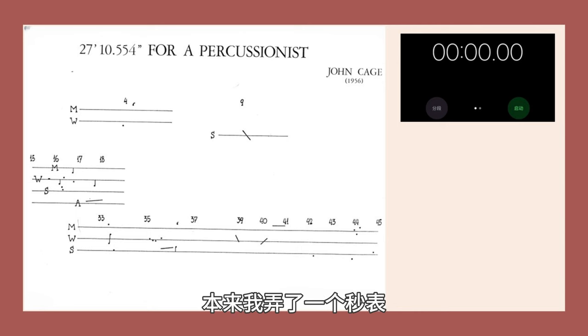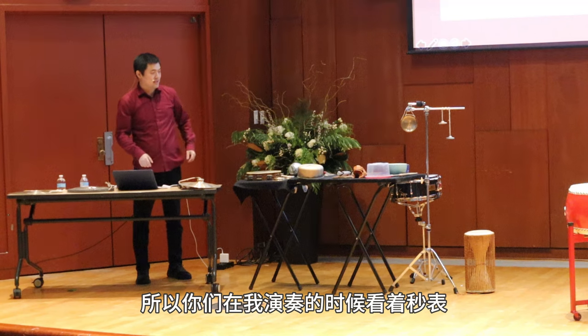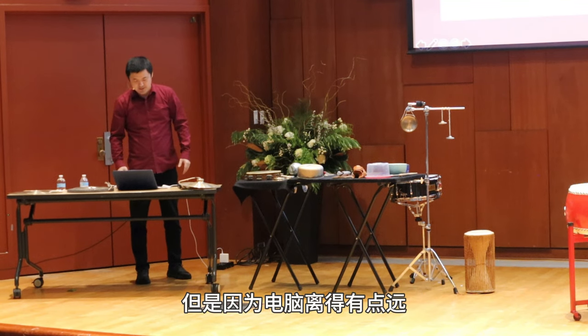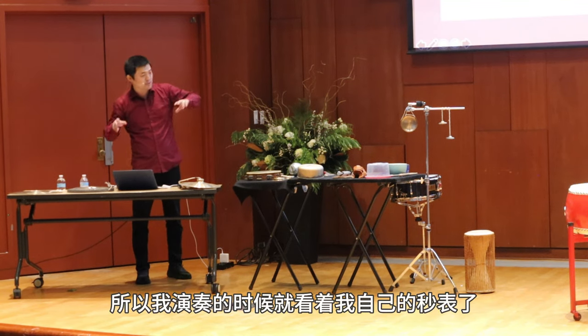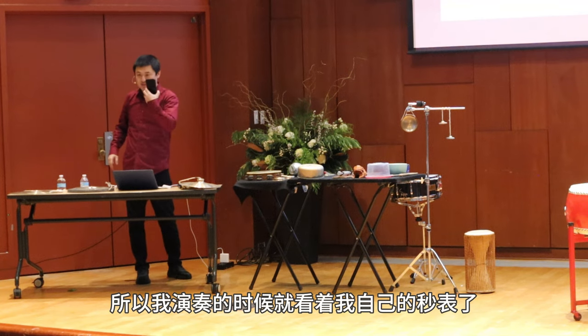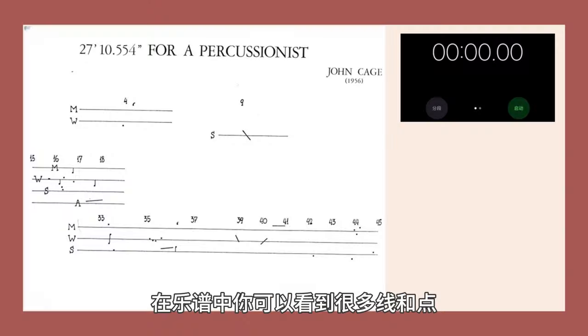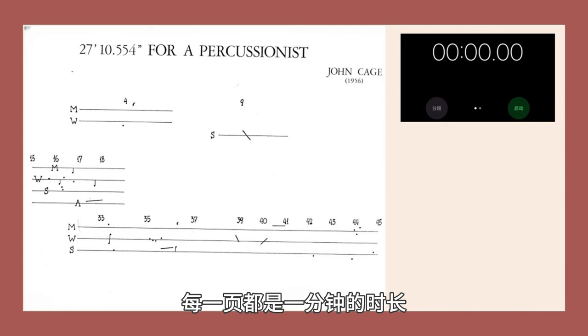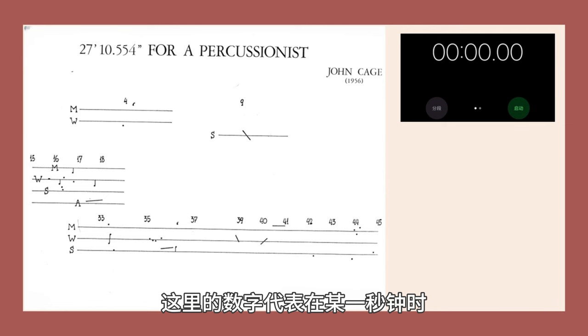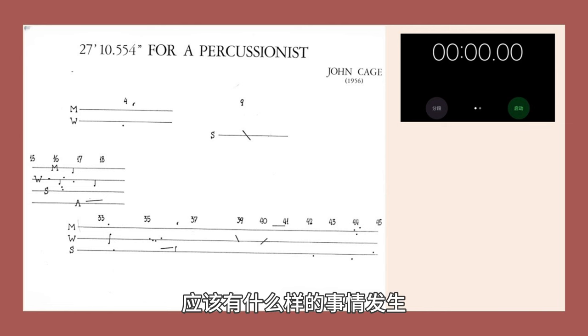Originally I designed this little stopwatch so that I can click this and then play. But since I'm a little bit farther away, I'm just going to use my stopwatch when I perform it. But I'm going to explain it. In the music score, you can see those lines and dots. Each page is 1 minute long, okay? And all the numbers indicate in what second things are supposed to happen.